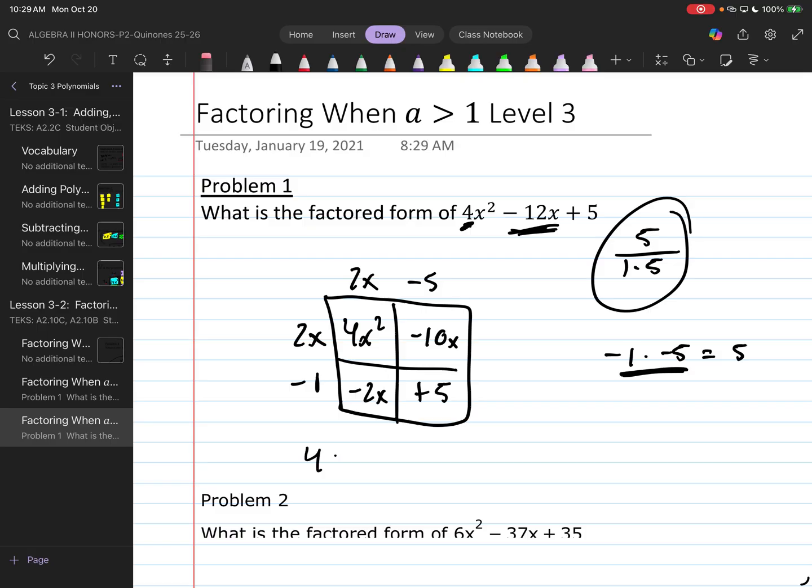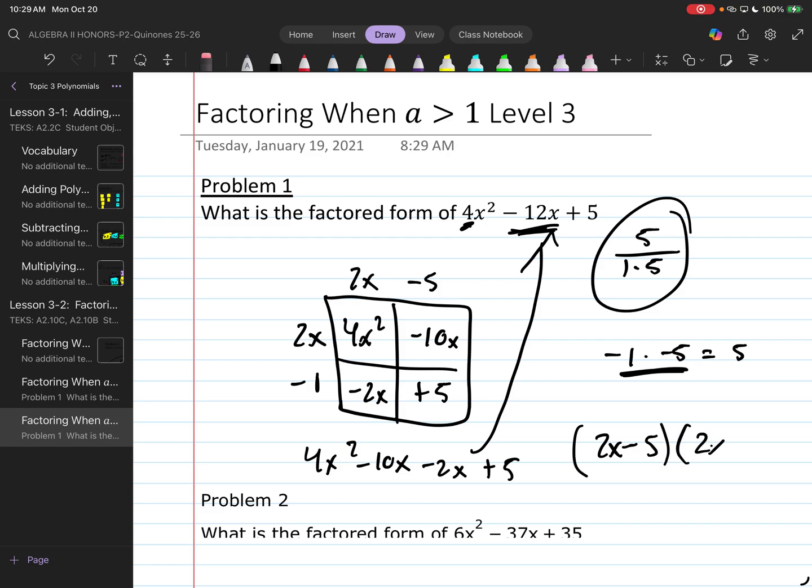Right? Because 4x squared minus 10x minus 2x plus 5 will simplify to my original equation. Which means that 2x minus 5 times 2x minus 1 is my answer. And again, this is where a lot of guessing and checking is going to come into play.